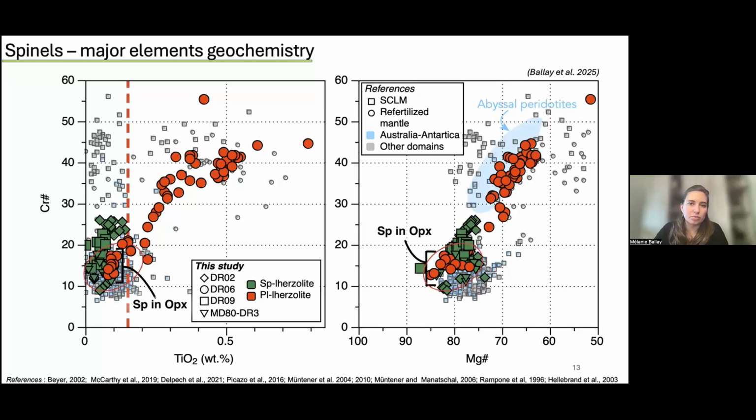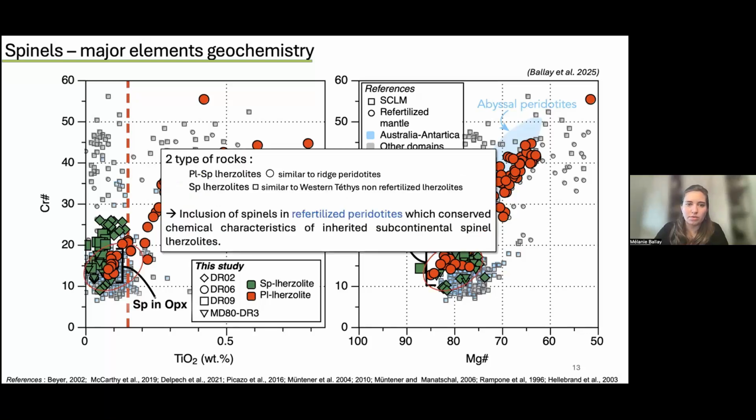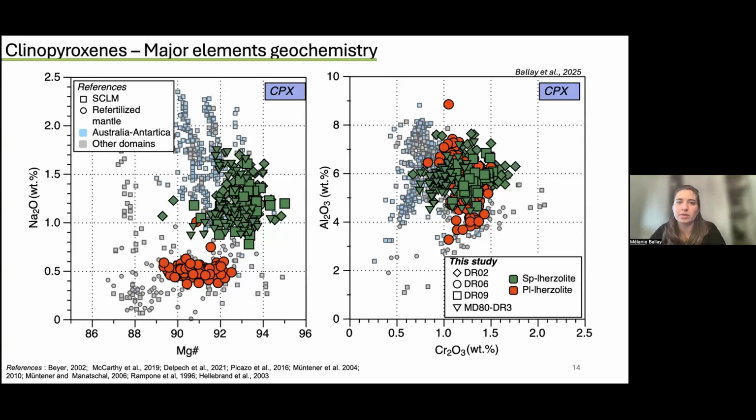And if you go to the clinopyroxene geochemistry, as you can see here, sodium and Mg number are really different in spinel lherzolite and plagioclase lherzolite, with really high sodium content in spinel lherzolite, as you can see in all subcontinental lithospheric mantle clinopyroxene in peridotites, but lower sodium in plagioclase lherzolite, which shows that you had a partial melting stage.